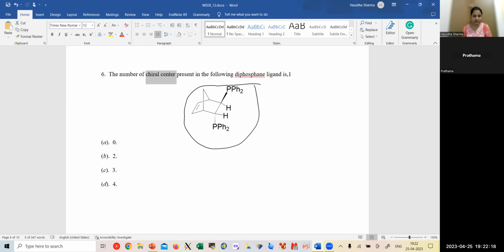So can you please help me, is this a chiral center? Here, which I have marked as a circle. Yes, this one is. Okay, so that is the second. What about this one? No, this has an alkene, right? So this will not count. What about this one?